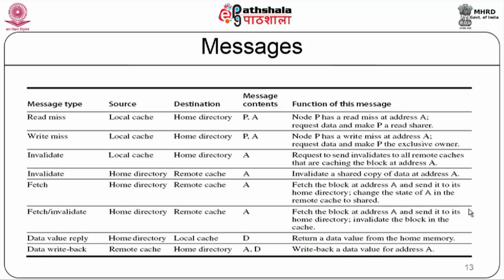So, if it is a data write back, this type of message again comes from the remote cache, because the remote cache, in response to the directory's request, is writing back the data. So, the remote cache writes back the data to the home directory, and the address is given and the data is given. So, a write back of this data happens for the address A. So, these are the various types of messages that can happen in a directory based protocol.